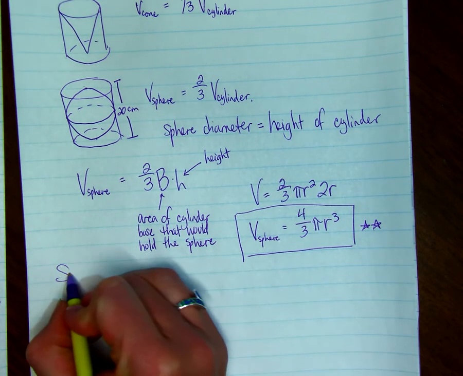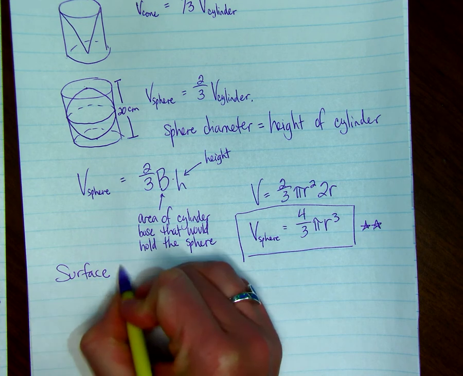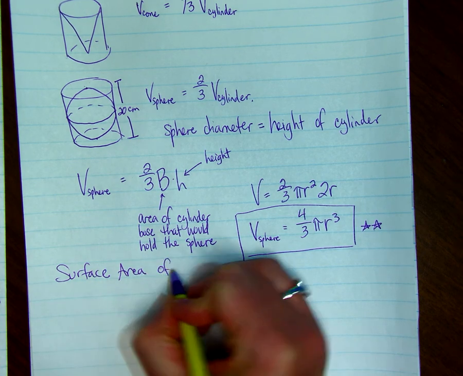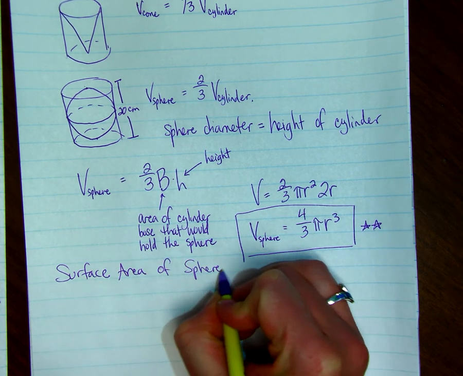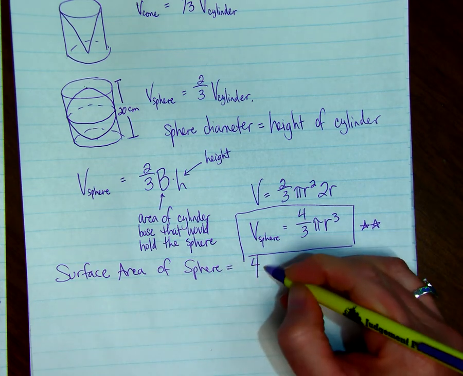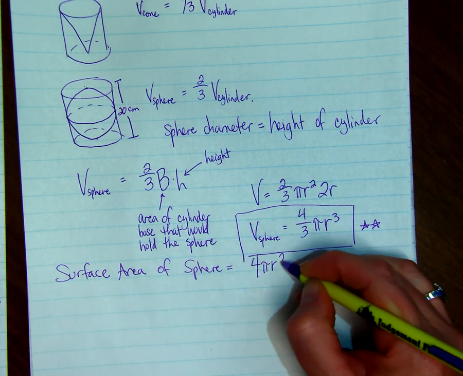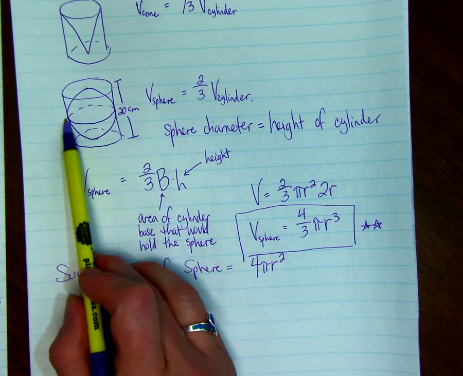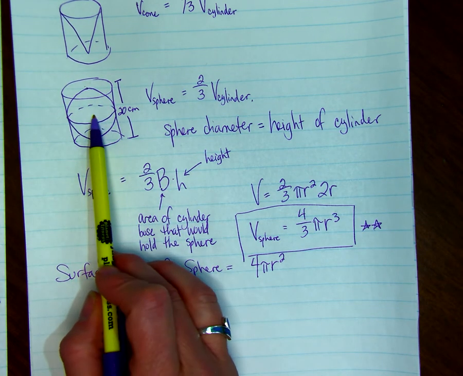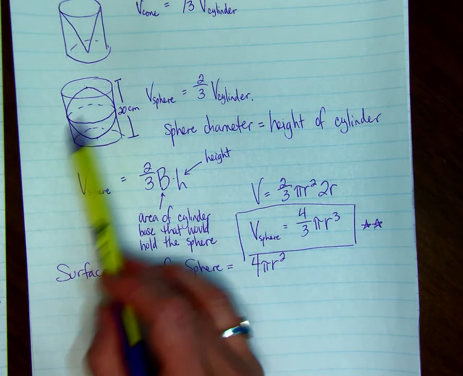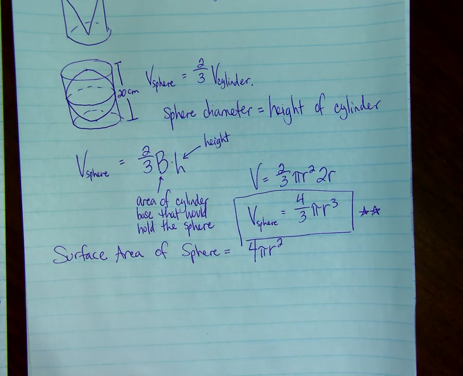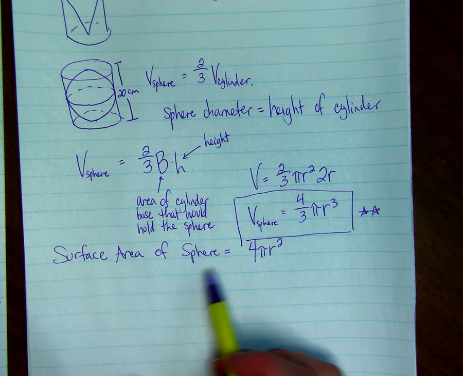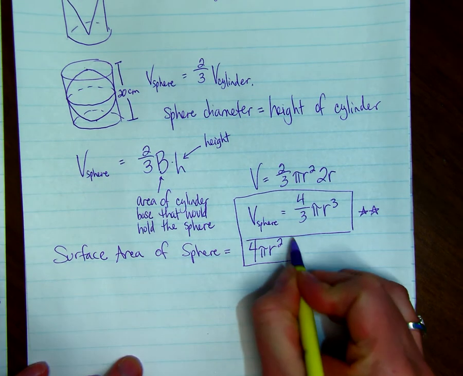The next one is how to find the surface area of the sphere. It's actually 4 times the area of the great circle. The great circle is a circle that goes right through the middle of the sphere. That area will fit 4 times exactly around the outside of the sphere. So the surface area of a sphere is 4 pi r squared.